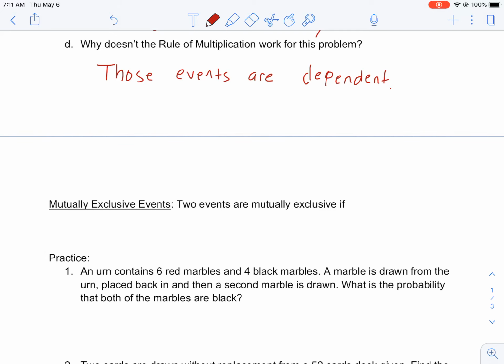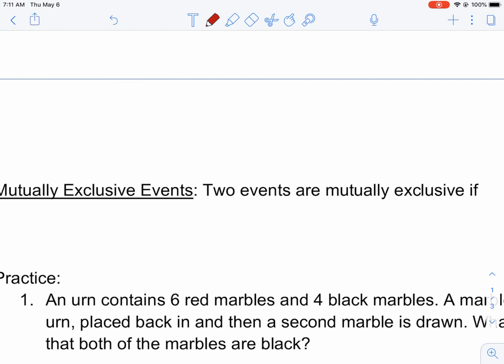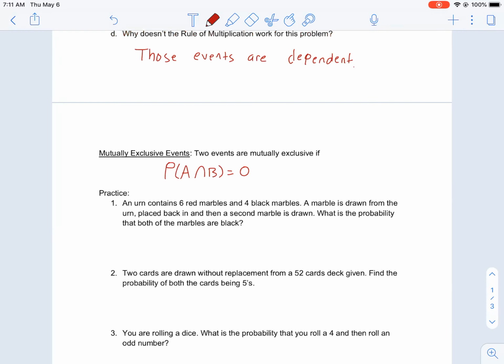Last, just real quick, some vocab that's kind of thrown in here. Mutually exclusive events. Two events are mutually exclusive if the probability of A and B is 0, okay? Two things that cannot possibly happen at the same time. A lot of times it's a contradiction, but just a really easy example: what's the probability that I roll an even number and an odd number? 0. You can't roll an even and an odd at the same time, okay? So there's a lot of mutually exclusive events that you could come up with.